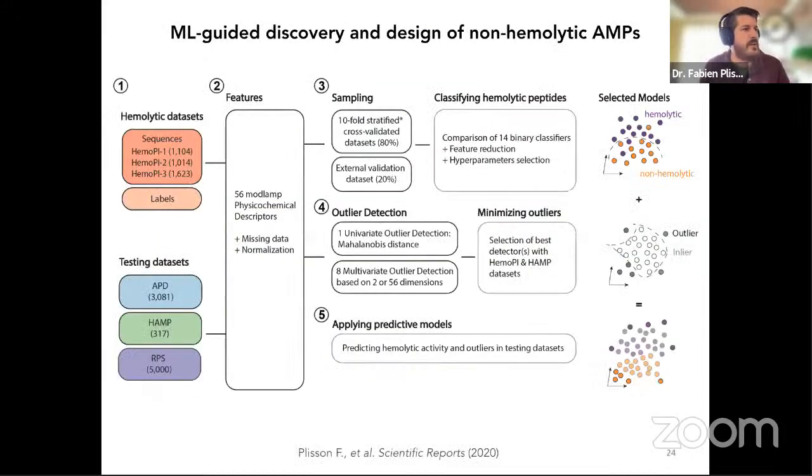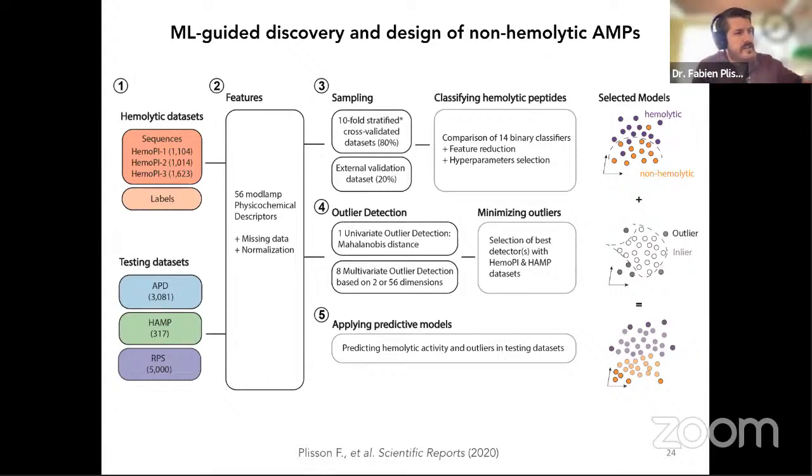So here is basically what we started with. We basically built two sets of data sets. One is the hemolytic data set that will be used to predict. They contain both hemolytic and non-hemolytic peptides. They also contained peptides that showed hemolytic activity at low and high concentrations.